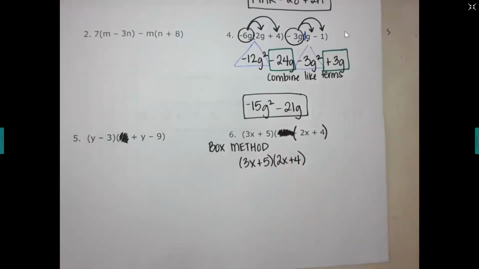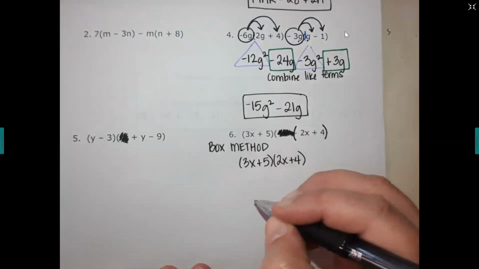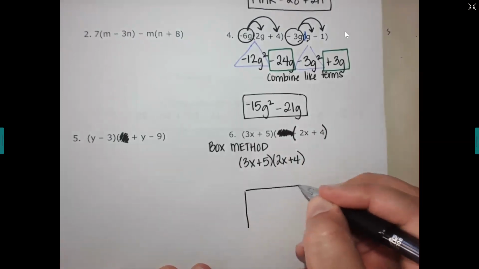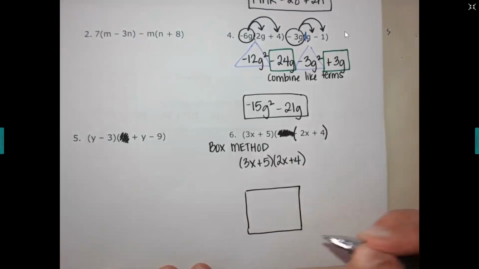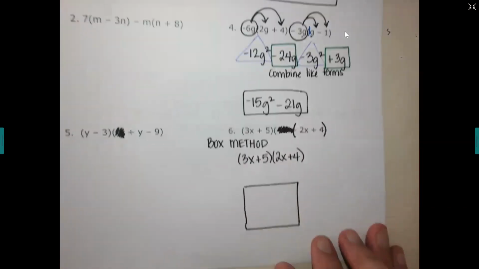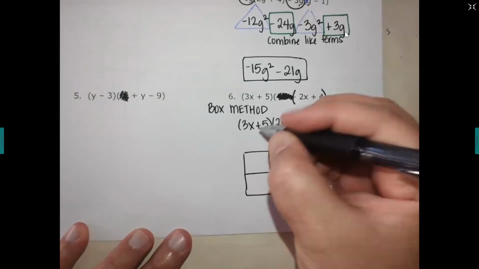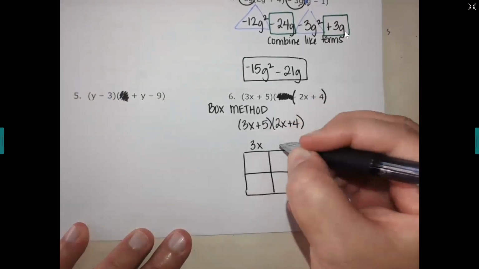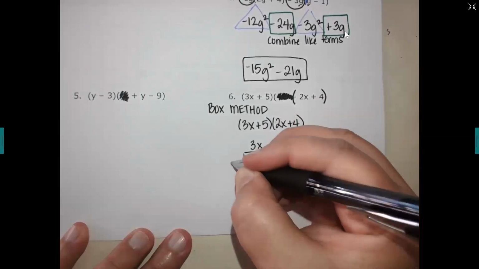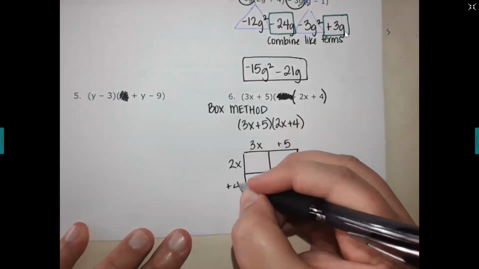It is possible to do box method on a longer parentheses like that, but since we haven't covered those in class, I don't want to put it on your review or on your test. So we'll circle back to that in a little bit. So draw your box. Remember that the first term is going to go across the top. The second term is going to go across the bottom. So my 3x plus 5 is going to go up here. My 2x plus 4 is going to go down here.